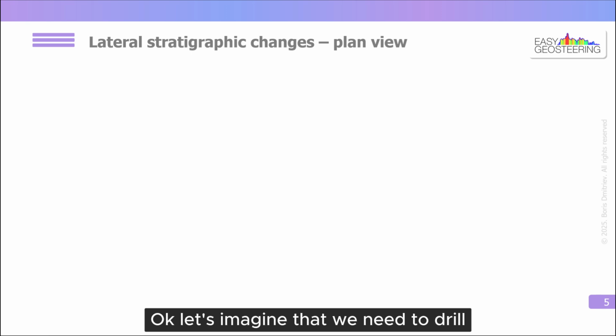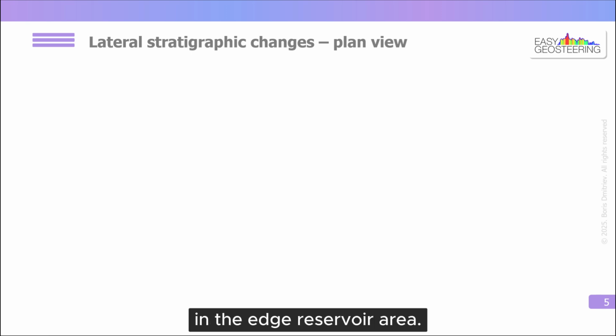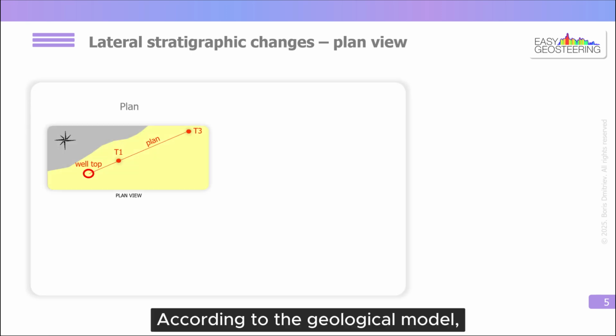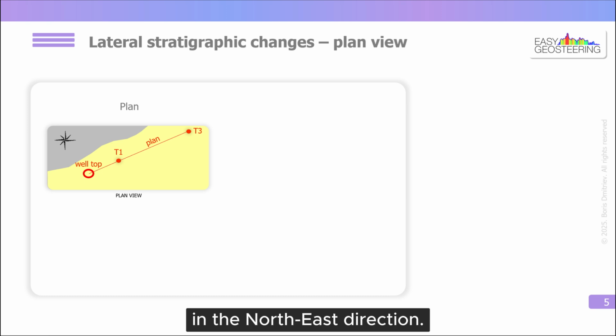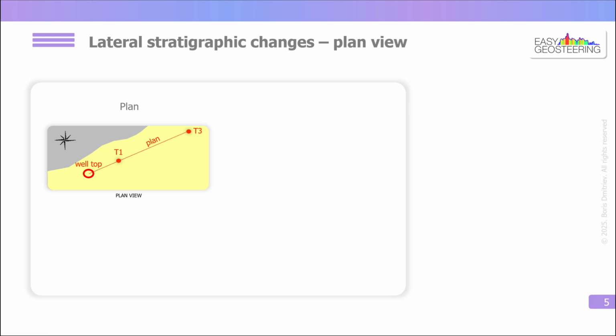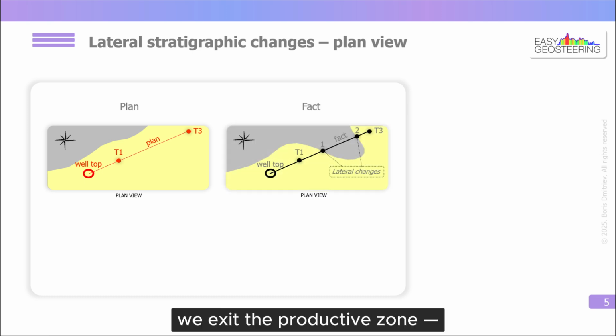Okay, let's imagine that we need to drill in the edge reservoir area. According to the geological model, everything appears fine, and we plan to drill parallel to the bed boundary in the northeast direction. However, at point 1 we exit the productive zone, and not because we crossed the top or bottom of the target, but due to lateral changes. Non-reservoir came from the side rather than from above or below.